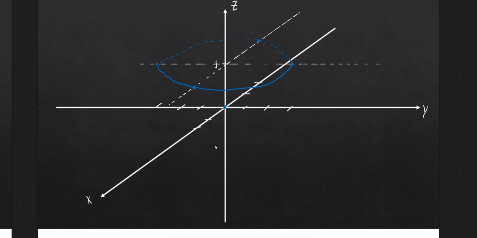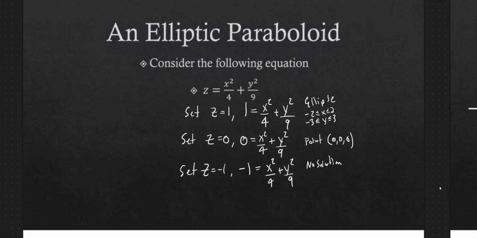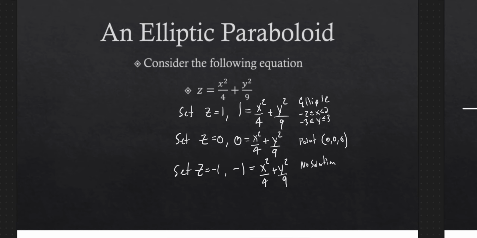All right, it's hard to see how to fill out this surface until we look at some other traces. So let's say I set z equal to, oh, I already did z equal to things. How about x equal to 0? Let's try setting x equal to 0 and see what we get out. We're going to get what? Z equal, this term is going to go away, y squared over 9. So that's a parabola.